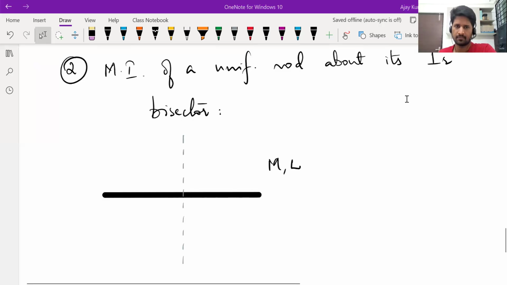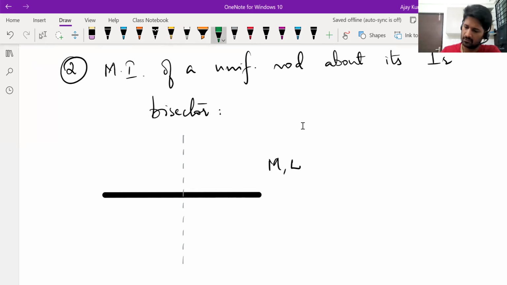Sir, I equal to integral r square dm. Okay, you want to use the basic formula. Fine. Why not? It can be used. See, this is a continuous mass distribution. And for continuous mass distributions, we know I is equal to integral r square dm. Okay, let's try this way first.